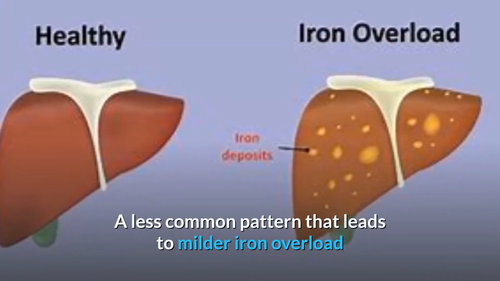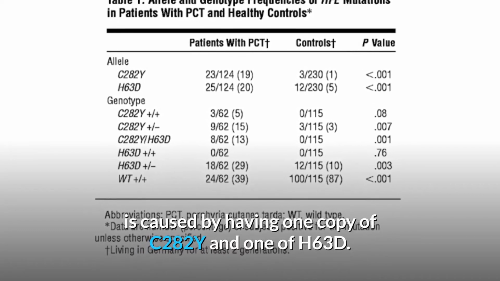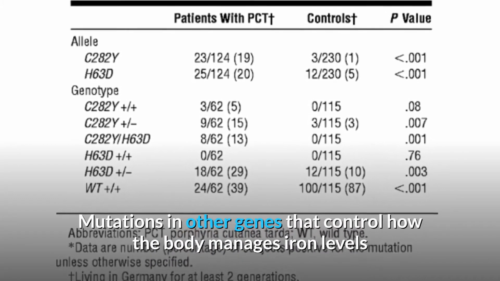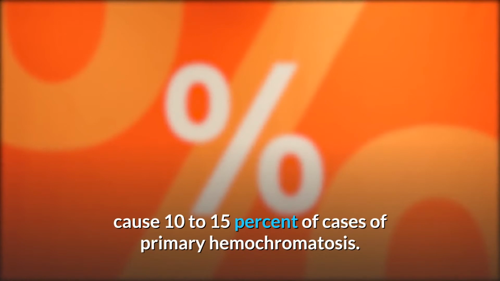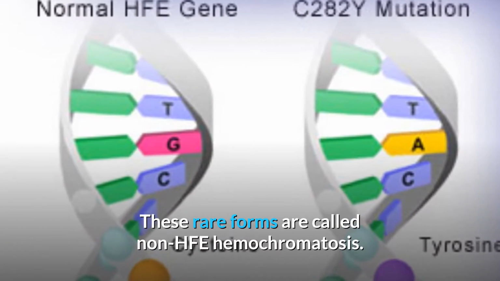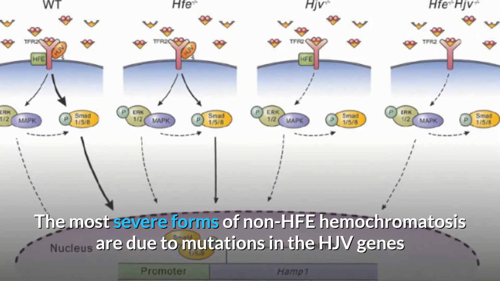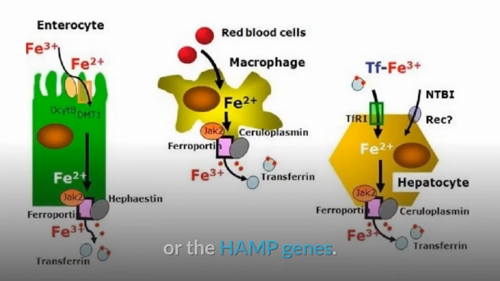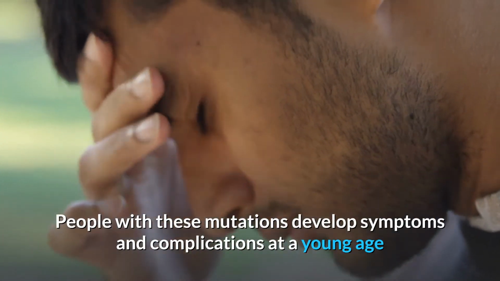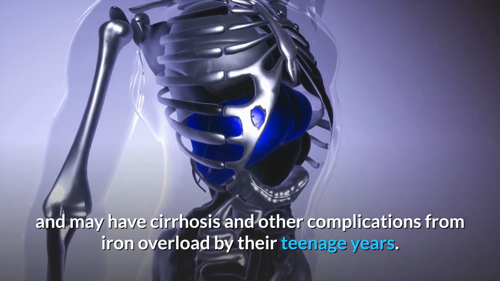A less common pattern that leads to milder iron overload is caused by having 1 copy of C282Y and 1 of H63D. Mutations in other genes that control how the body manages iron levels cause 10 to 15% of cases of primary hemochromatosis. These rare forms are called non-HFE hemochromatosis. The most severe forms of non-HFE hemochromatosis are due to mutations in the HJV gene or the HAMP gene. People with these mutations develop symptoms and complications at a young age, and may have cirrhosis and other complications from iron overload by their teenage years.